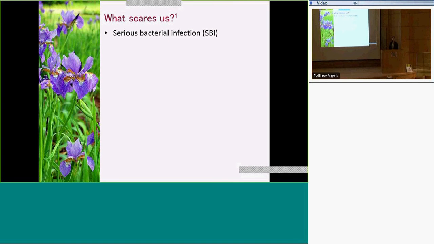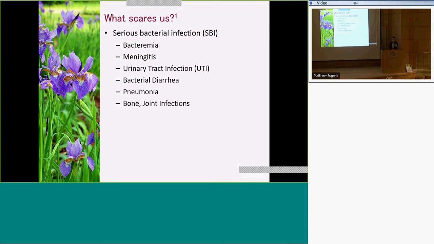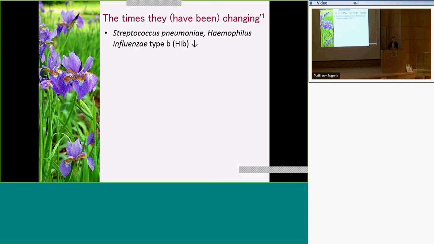So why do we care? In this particular age group, what scares us are the things that we cannot see. Serious bacterial infections: bacteremia, meningitis, UTIs. These are things that hide, that you may not have any idea are going on. Sometimes you can, sometimes not. Then there are things that we can see that are also a little less common. Bacterial diarrhea is not that common now. Pneumonia is a little more obvious sometimes, and then bone and joint infections.